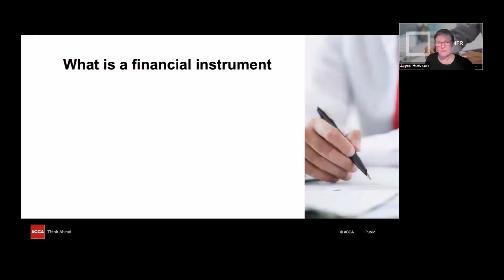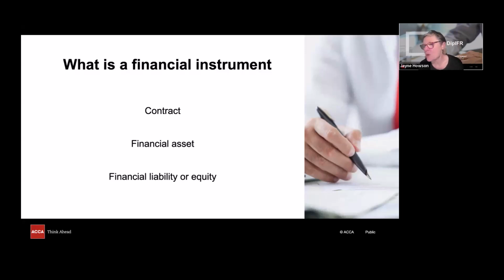Now, before we start, let's think about what a financial instrument is. Now, a financial instrument, as you know, is a contract between two parties, and it gives rise to a financial asset in one organisation and a financial liability or an equity in another.